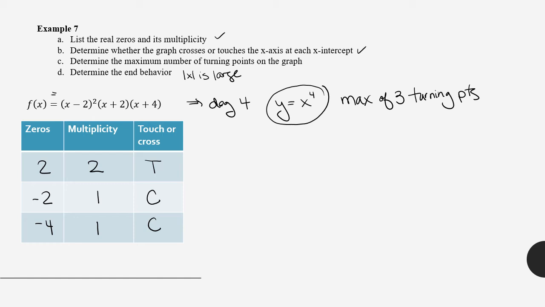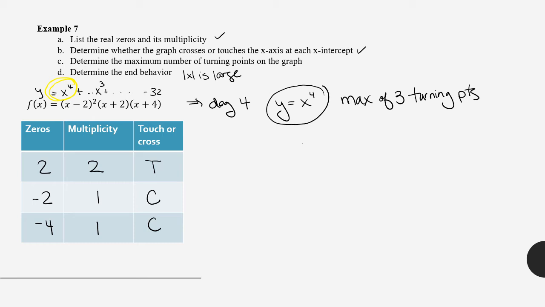If we did multiply it all out, we would get something like y equals x to the 4th plus something x cubed plus something x squared plus, I think we'd end up with 32 here at the end, right? We don't need all that information. We just need this first guy here, that power function. So y equals x to the 4th, that is the end behavior.